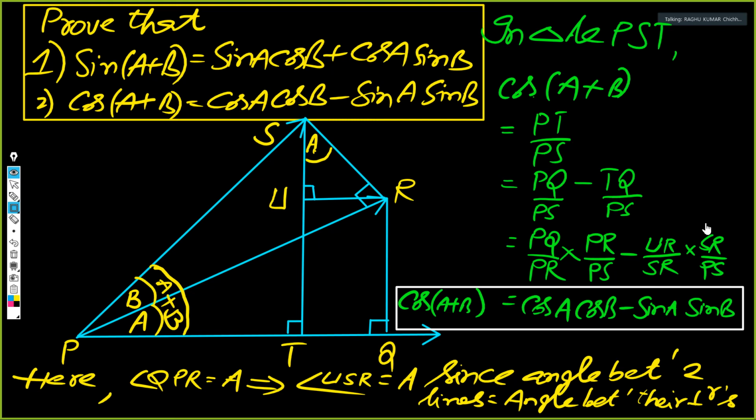Let us understand what is sin of A plus B. Again, sin of A plus B is sin A cos B plus cos A sin B. And the second one is cos of A plus B is equal to cos A cos B minus sin A sin B. Yes, every one of you, please remember these two formulae.